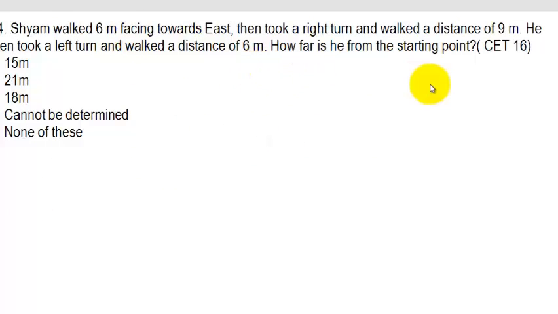This is the last question, and this has appeared in the CET 16 examination. So do solve this question first and then look at the solution of how to solve it. Let's start. Shyam walked 6 meters towards east. Then he took a right turn.